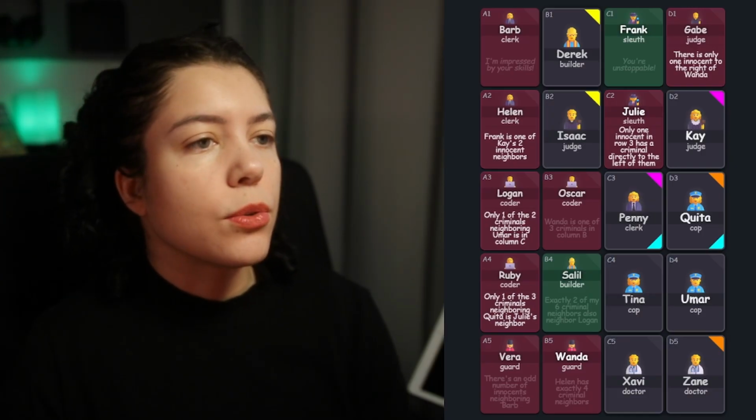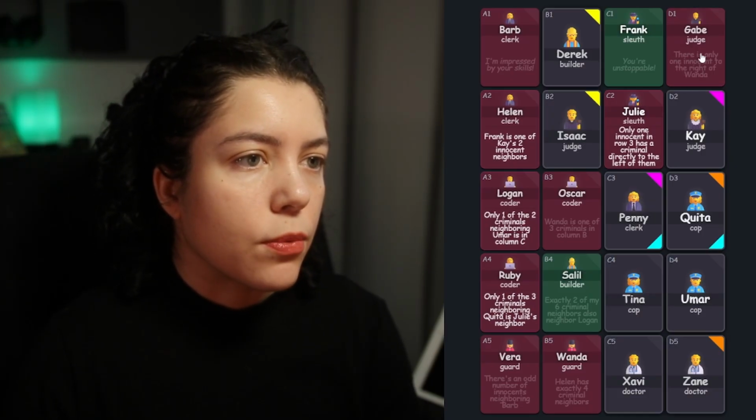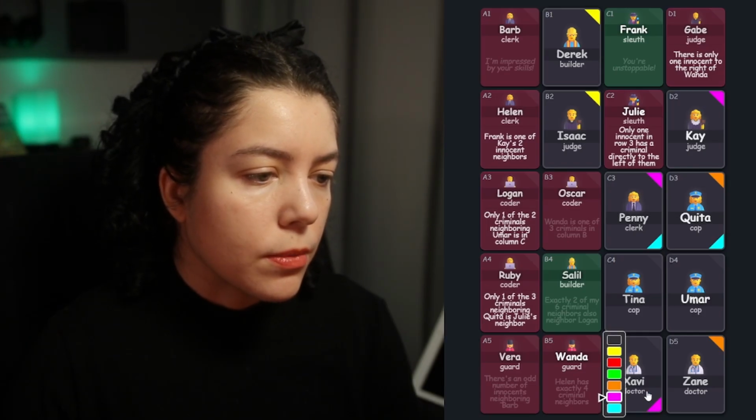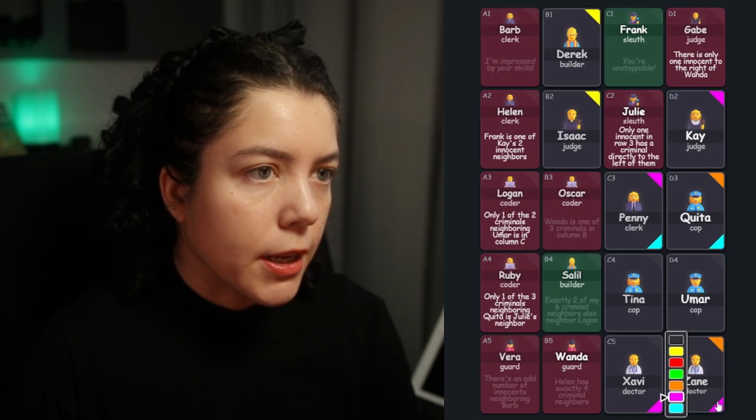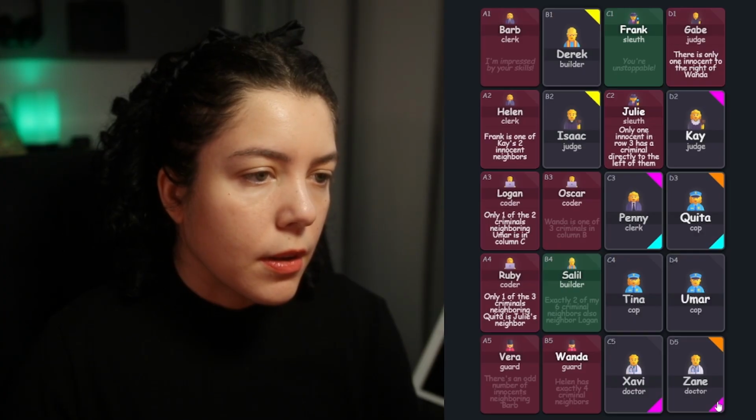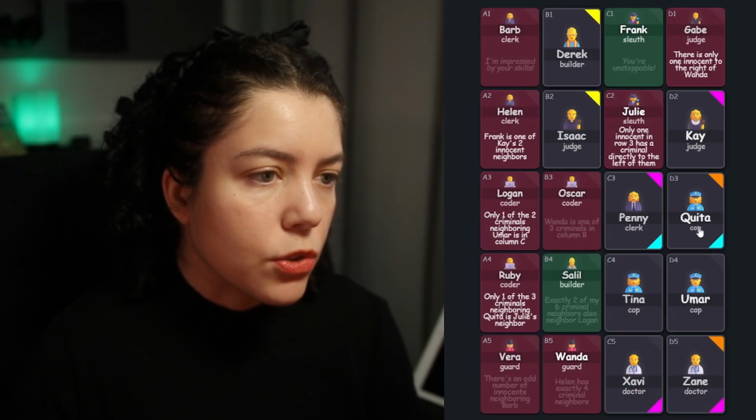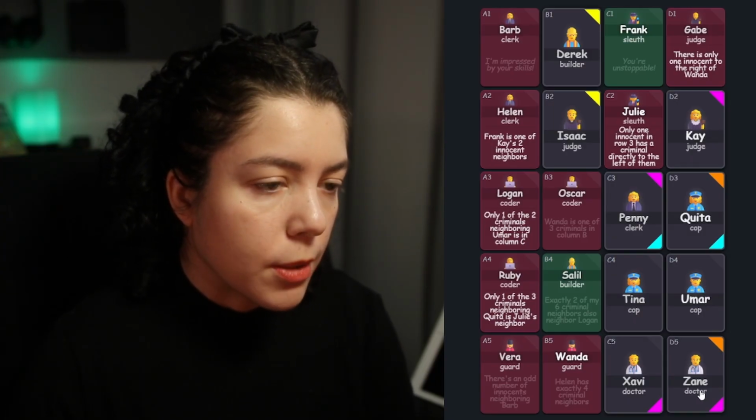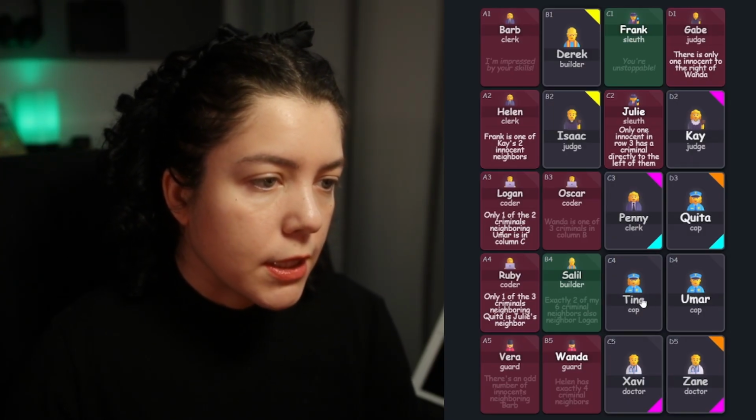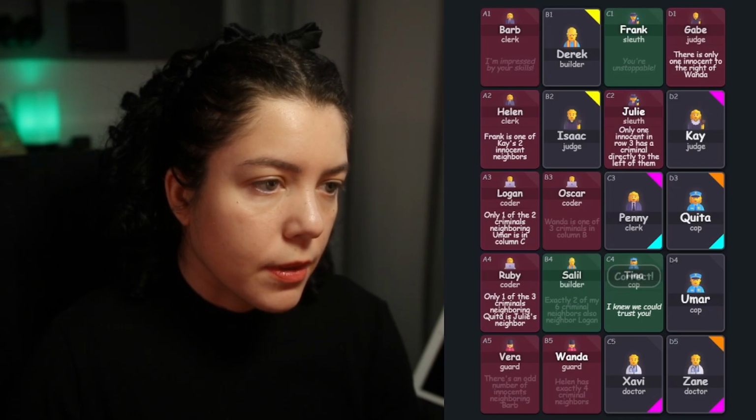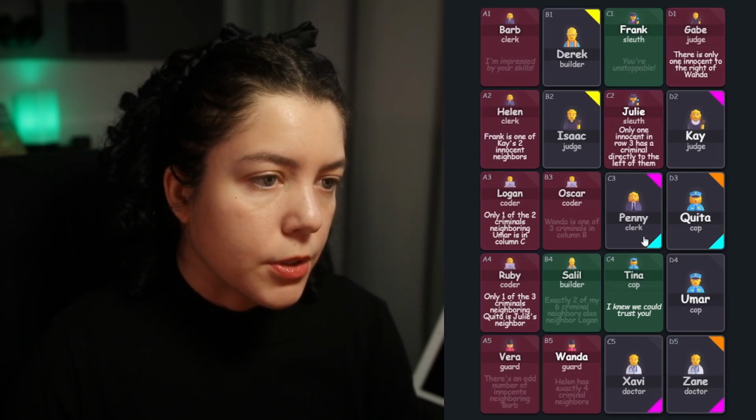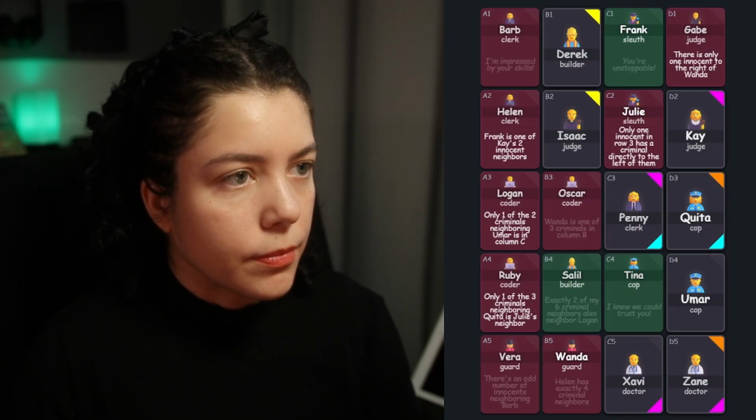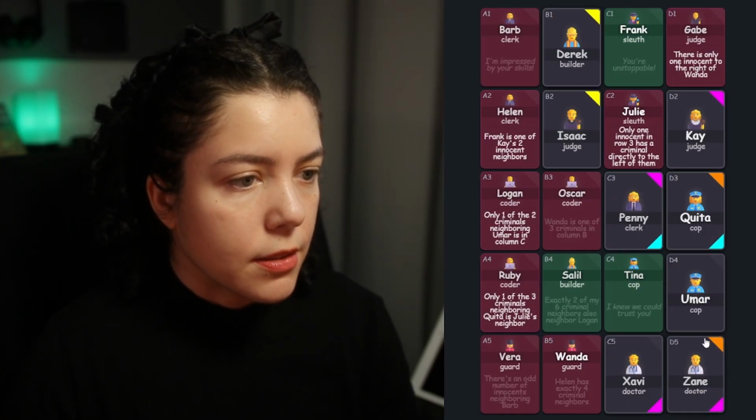And Gabe gives us a new clue. There's only 1 innocent to the right of Wanda. So Xavier and Zane are opposites as well. This is getting complicated. So now we know that Umar has 1 criminal here and 1 criminal here. And Umar has only 2 criminals neighboring him. So Tina is not a criminal, definitely. And Xavier and Penny are opposites. How does that work? Because this is madness here.